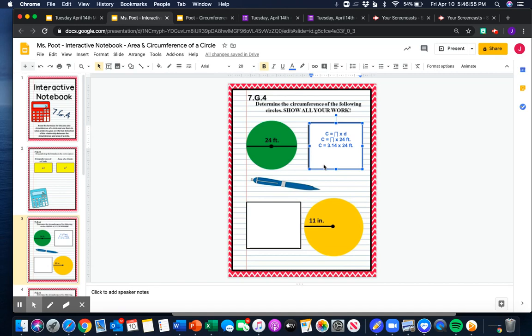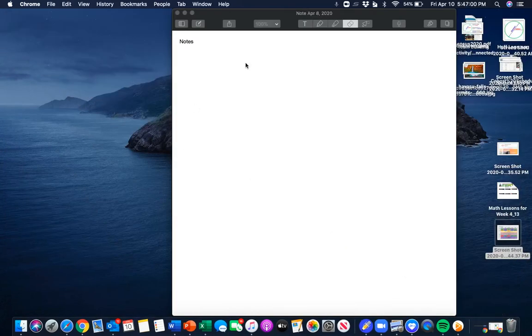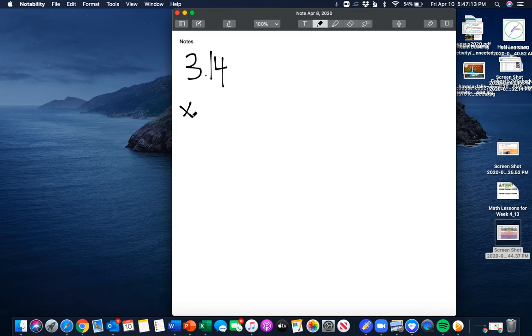I have my scratch paper, so I'm going to go to my digital scratch paper. It's right here. Now, I'm going to use my information. So here I go with my pencil. 3.14, that's pi, times diameter. And the diameter they gave us was 24 feet. So I'm going to use that number, 24. There it is.